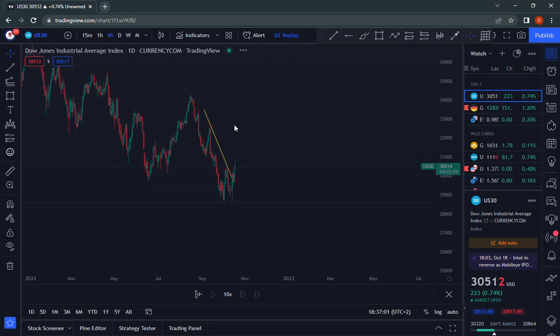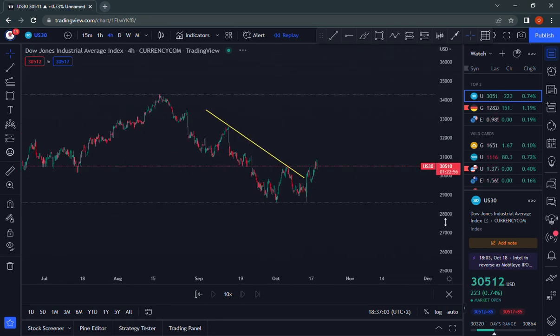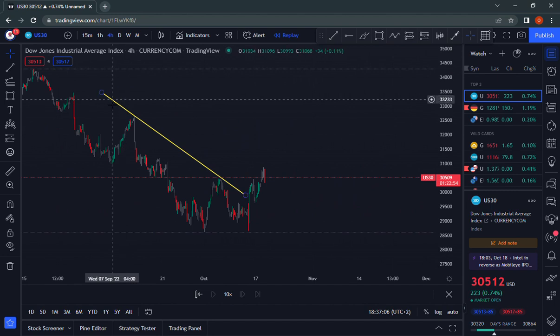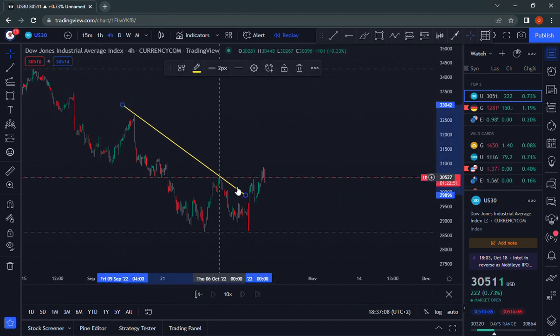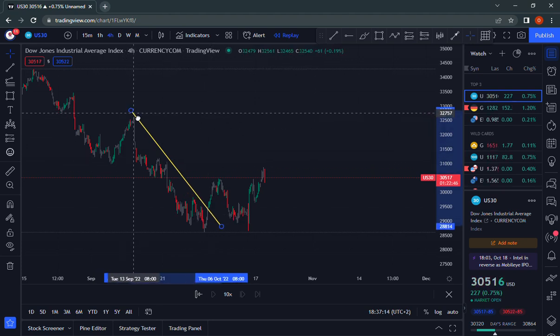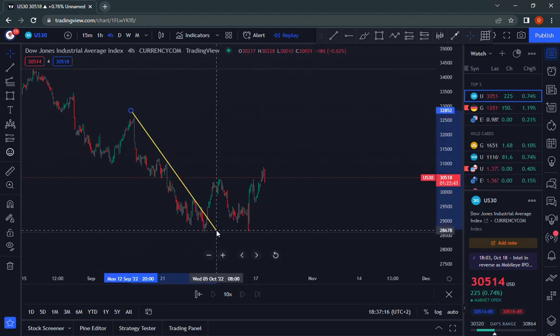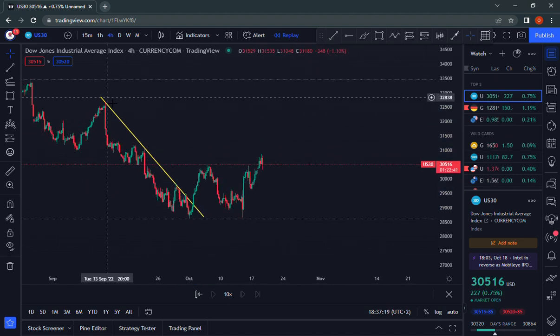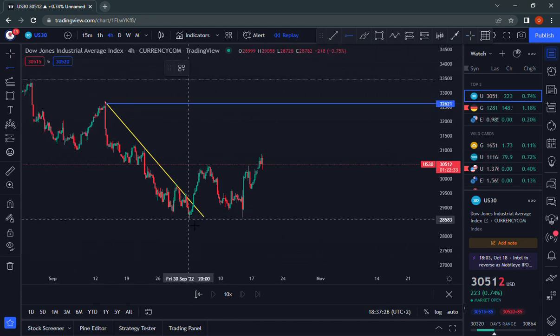So if I go to the 4-hour like this, I want to show you something. From here to here, this is the trend of this US 30. So this was the trend from here. We're trending down, right? We are on a downtrend. And now, what you need to understand is when the trend changes. When does the trend change?